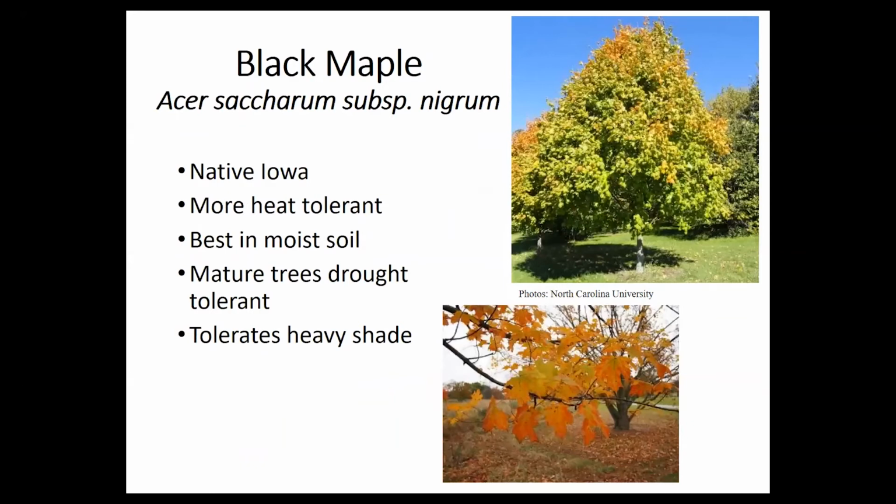Black maple is actually a subspecies of sugar maple. It is native to Iowa, not Nebraska. It's a little more heat tolerant than the sugar maples, but again, it's not as heat tolerant as, say, an oak. This one grows best in moist soil. Obviously, all trees do, but it's not as tolerant of continuously dry soil. The mature trees will be drought tolerant, and this one will tolerate heavy shade.